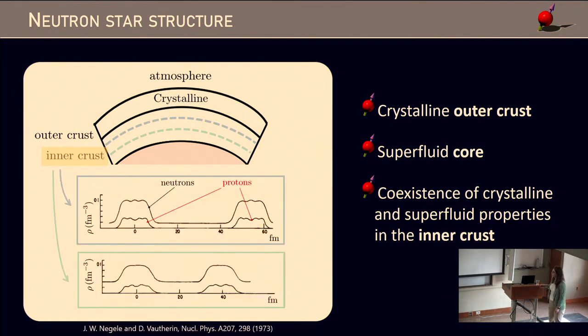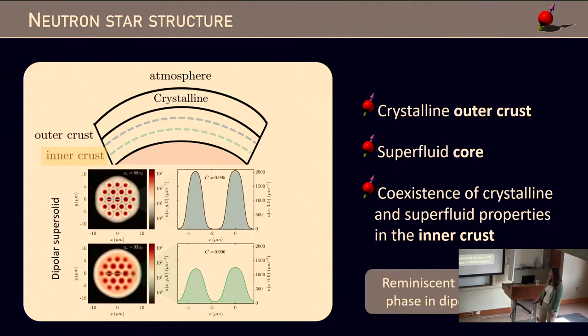So you can see, this is from this paper, they analyze the structure. You have the presence of these crystal sites, but they are not independent because they are connected by this neutron superfluid bath that connects the crystal sites. And so this is very reminiscent of the supersolid phase that we have, in which we have these droplet sites that are connected by this superfluid background.